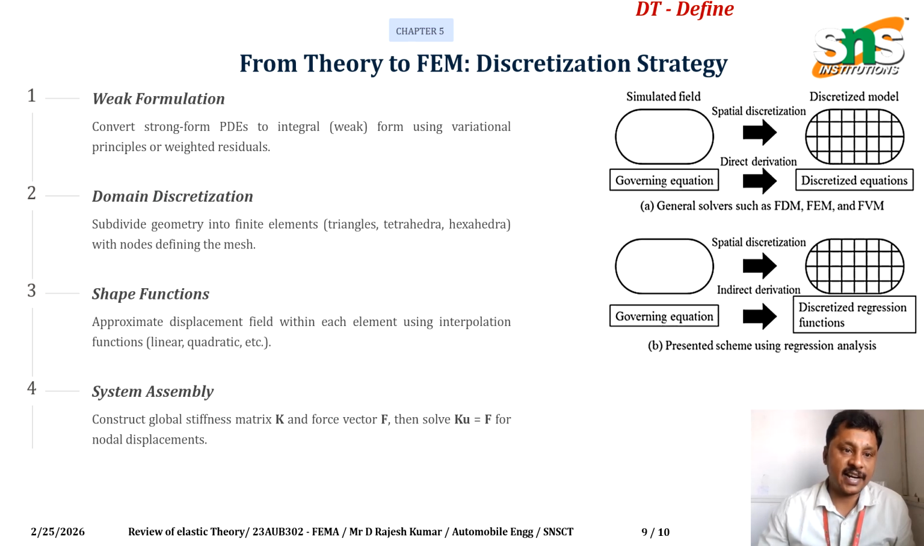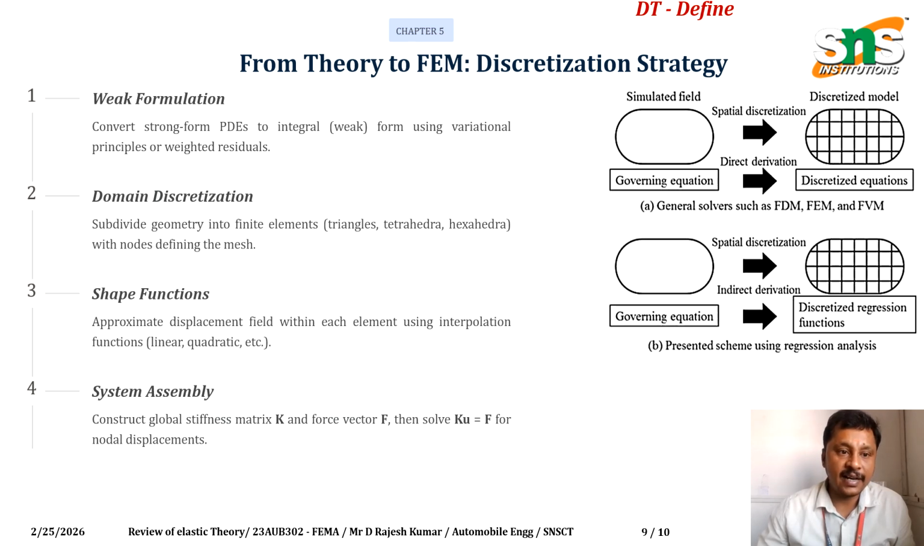FEM discretization strategy. From theory to FEM discretization, how does it become computation? There are four steps. The first one is the weak formulation. It converts the strong form partial differential equations to integral form using variational principles. This relaxes the smoothness requirements. The second step is domain discretization. You can see on the right hand side the image describing the discretization. It is nothing but subdividing the geometry into finite elements.